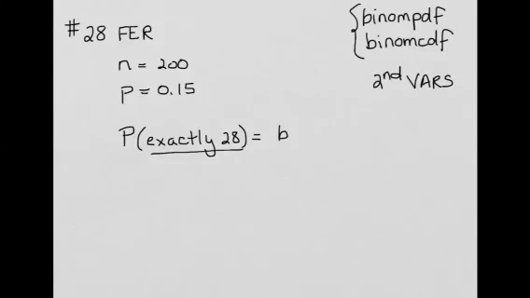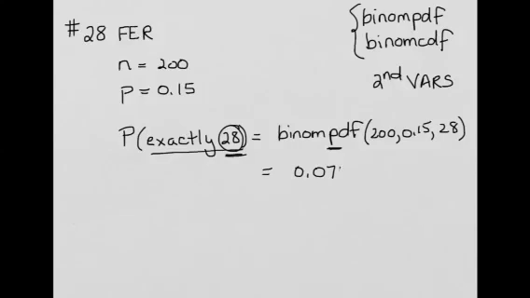So we're going to use binom PDF for that. So you use PDF when you just have one single number that you're finding the probability of. And we enter n and p and the value that we're looking for, 28. And so I have that typed into my calculator, and this turns out to be 0.0748 rounded to 4 decimal places.